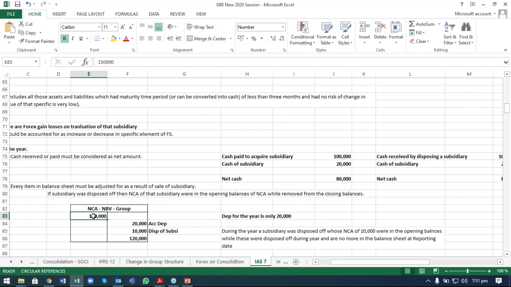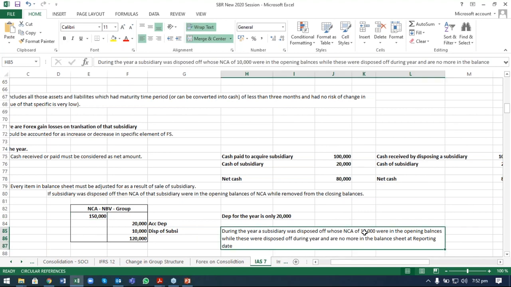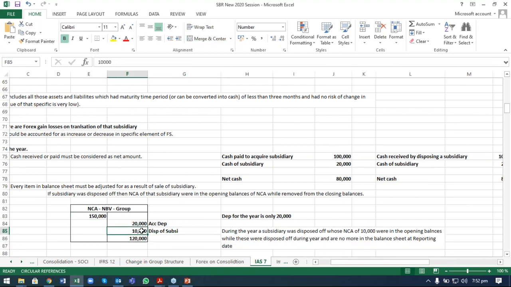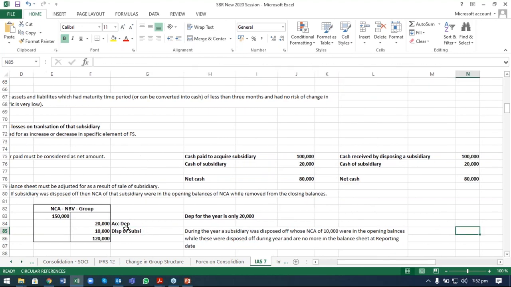As the subsidiary was disposed of during the year, this 10,000 should be available within the opening balances, but within the closing balances, this 10,000 is not available. So you need to make sure either you update your closing balances or you reduce your opening balances. But I would recommend that if the subsidiary was disposed of, you consider it like a disposal of non-current assets. The non-current asset was disposed of along with the subsidiary, but you have not received any cash for it. You should consider it as an adjustment in your non-current asset section. That's how you account for it if you have sold a non-current asset, and also if you have sold a subsidiary, the non-current asset should be adjusted accordingly within that section, right?